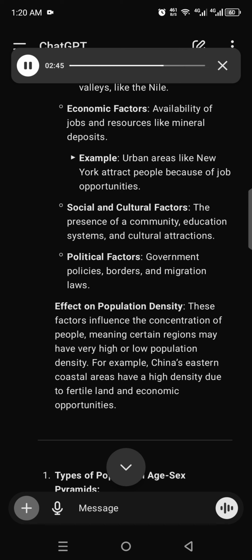Effect on population density: these factors influence the concentration of people, meaning certain regions may have very high or low population density. For example, China's eastern coastal areas have a high density due to fertile land and economic opportunities.